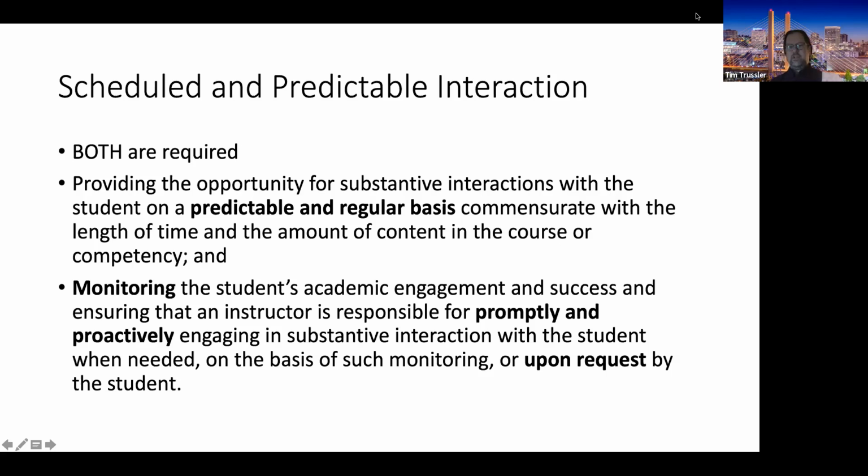A lot of discussion. A lot of people said, please make it only one bullet point. But as of right now, the Department of Education says you have to provide both of these, okay? What those are is providing the opportunity for substantive interaction with a student on a, and here's our key phrase, predictable and regular basis. Let's just focus on the predictable and regular. So what does that mean? It means stuff that's scheduled.